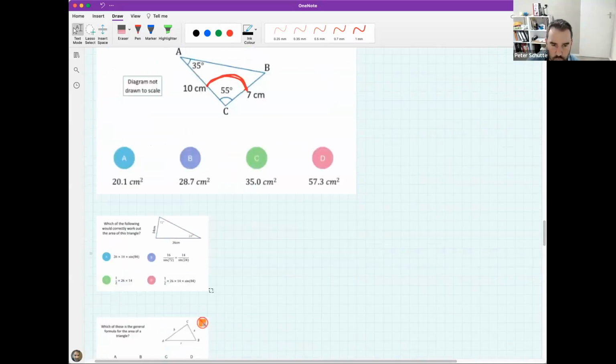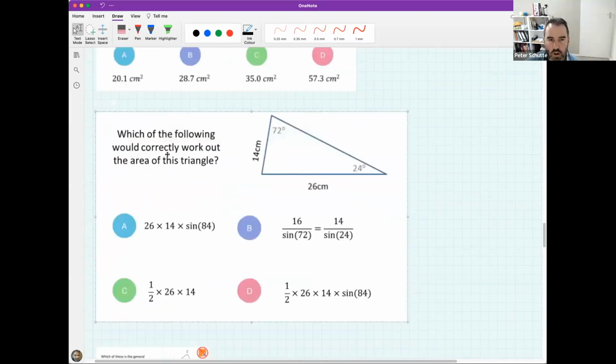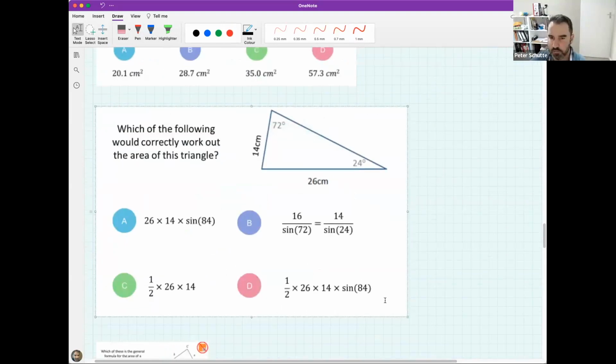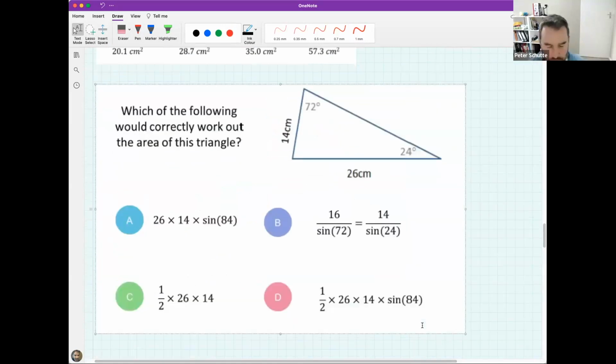Okay, let's do a slightly different one now. Which of the following work out the area of this triangle? You're given a little bit of false information, a little bit of distracting information, and your job is to see which one is correct.